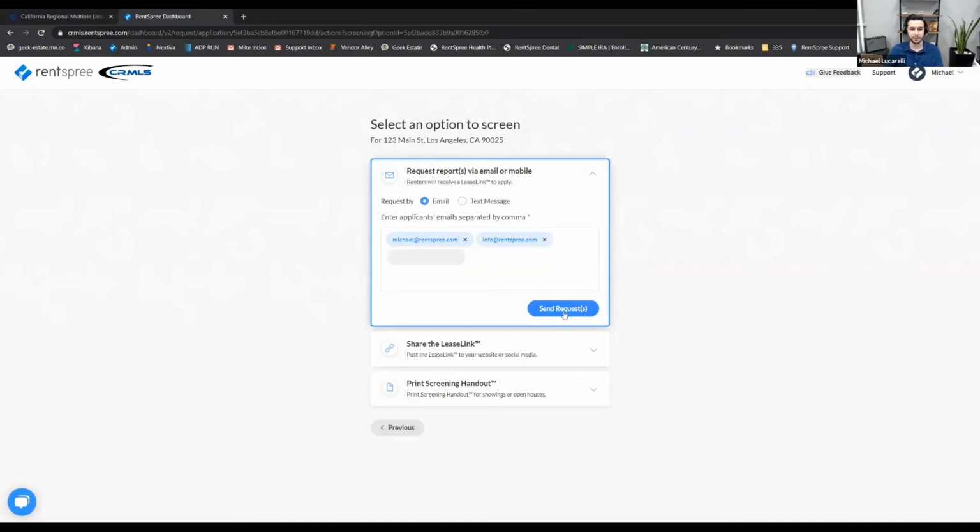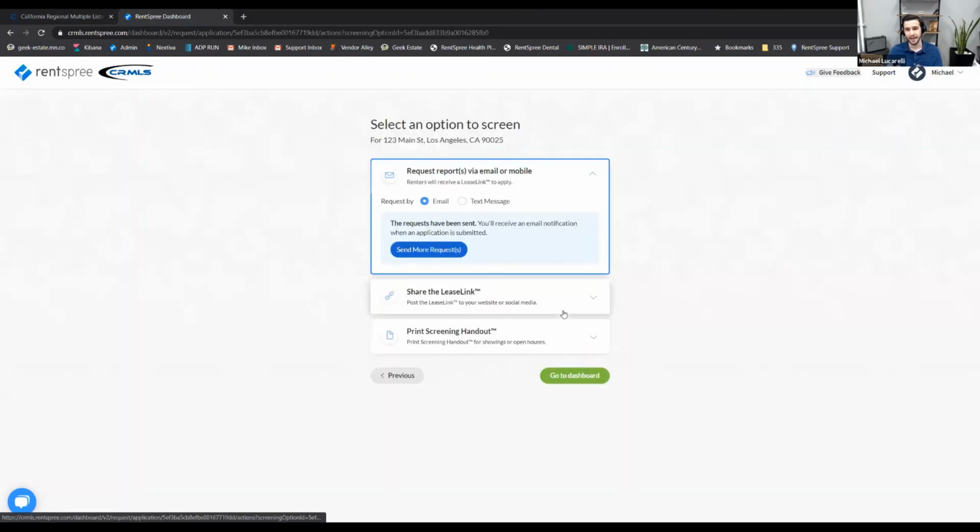And all you do is you enter the email addresses, you hit send request, and as far as collecting all the reports go, your job is pretty much done because now those applicants have received a notification email, which has the property address on it and your name, so they know what they're applying for and who they're applying to. They click a link in the email, and once they click the link in the email, they'll be directly taken through Rentspree's screening process, which for them, it takes usually like no more than 10 minutes, but it depends on how the information that they have on hand for the application.